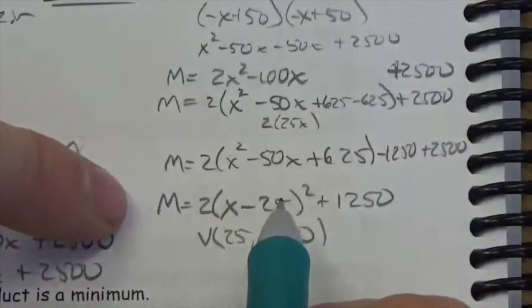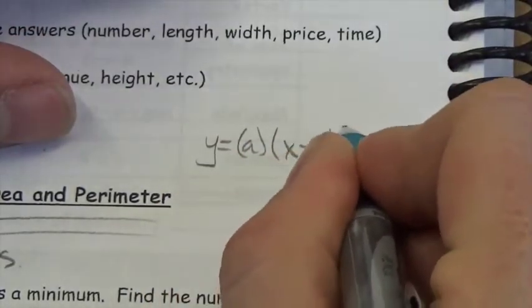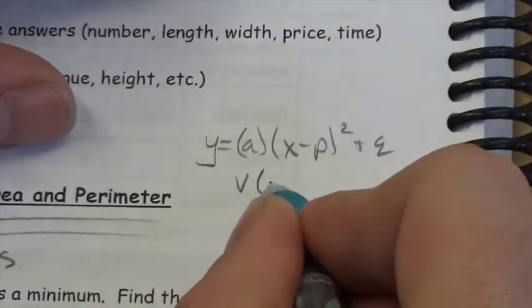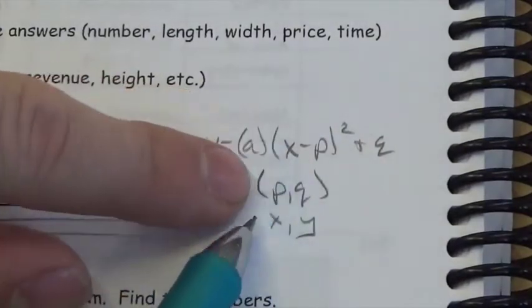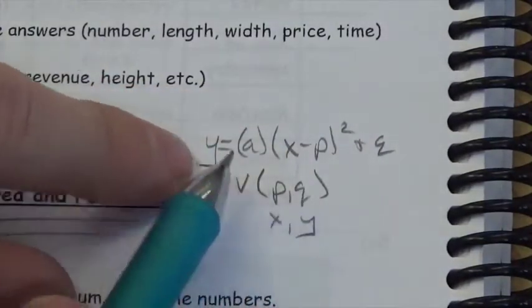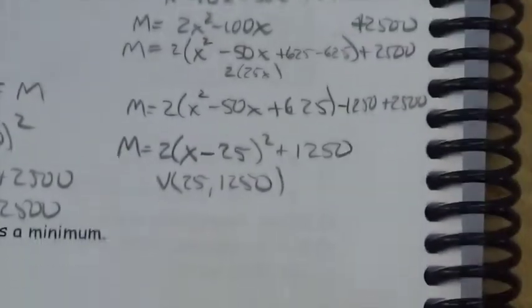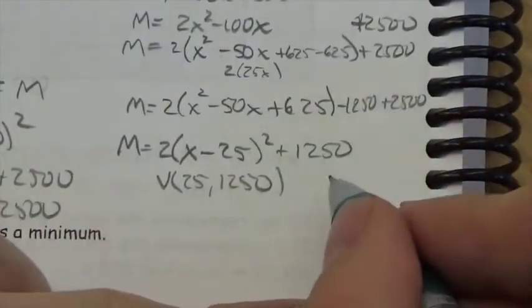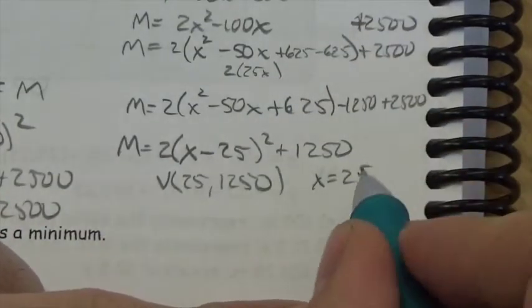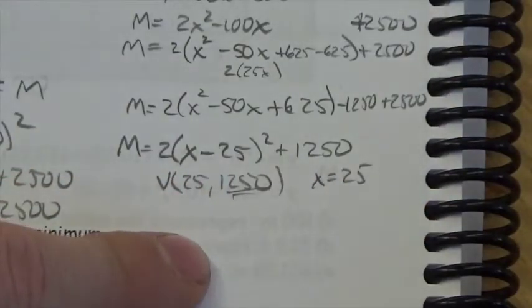So bear in mind, if I've got a parabola that looks like this, y equals a times x minus p squared plus q, my vertex is p comma q, and that corresponds to x and y. But that corresponds to this variable right there, and then the q corresponds to whatever dependent variable we've got hanging out over here. In this case, I changed that for an m. So what I've actually found here is this is the value of x, so x is equal to 25. The minimum sum of their squares is 1250. That is the minimum that they were suggesting existed here.